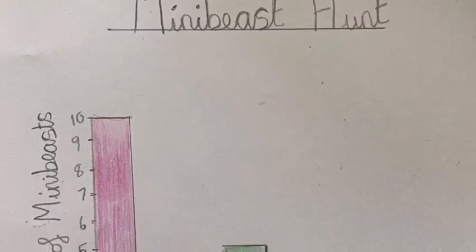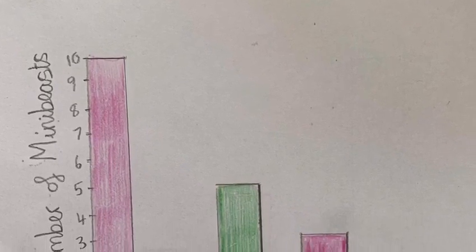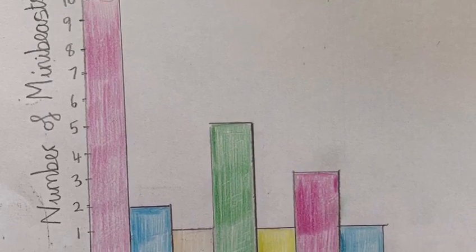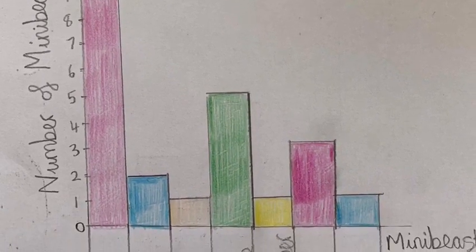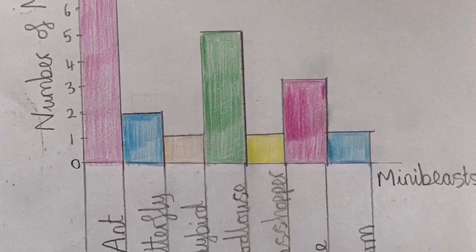Thanks, Miss Alexander. That is a fantastic bar graph there. When you're done, everyone, you can colour in your bars and you can label your axes with number of mini beasts and mini beasts down at the bottom. I can't wait to see yours. I bet they're going to be absolutely brilliant.